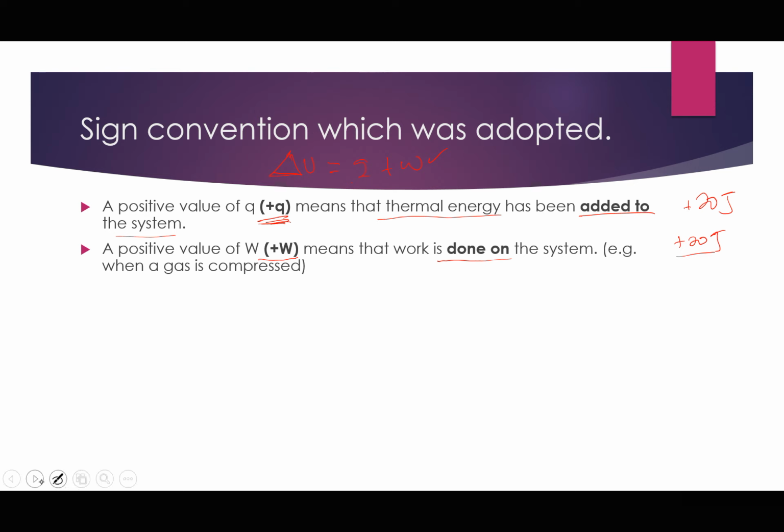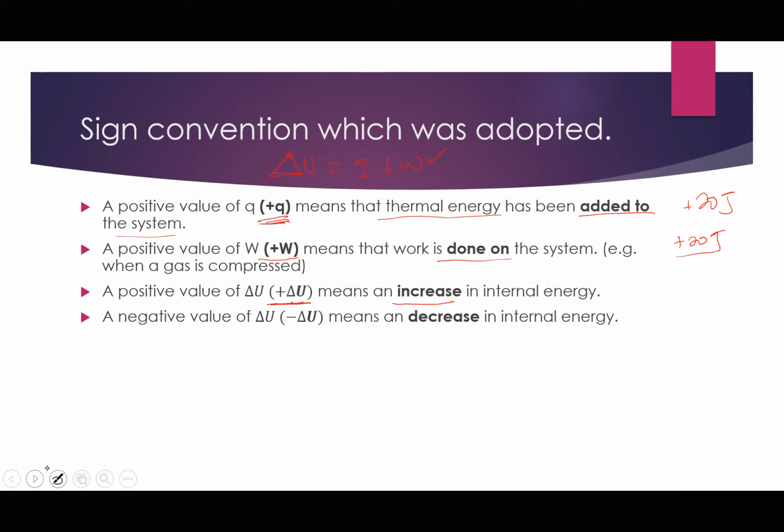Number three, a positive value of delta U also means an increase in internal energy. So when I see a positive value of delta U, it will mean that there has been an increase in internal energy. Number four, if I see a negative value of delta U, it means a decrease in internal energy. A decrease in internal energy is going to be a negative value. In calculation, you calculate the change in internal energy and you get a negative. The negative indicates a decrease.